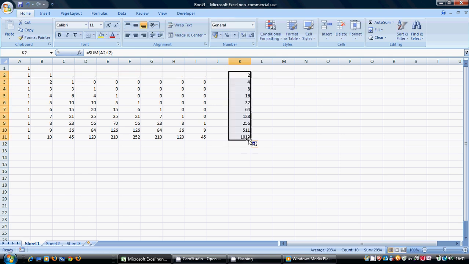We can drag that down and we can see that all of the sums of the lines of Pascal's triangle are powers of 2, really, aren't they? 2, 4, 8, 16, for example, okay? What happens if I change this to 2 here? We can see now that these ones here, minus the 2 here, are all doubling, aren't they?